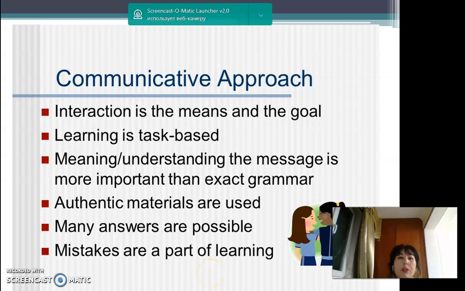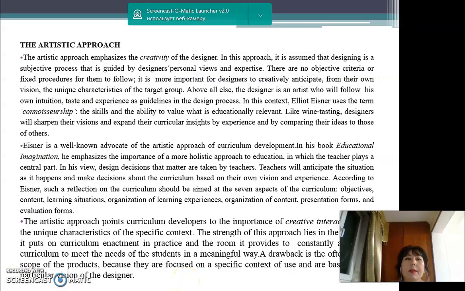Interaction is the means and the goal. Learning is task-based, meaning understanding the message is more important than exact grammar. Authentic materials are used. Many answers are possible. Mistakes are a part of learning. The third approach is artistic.